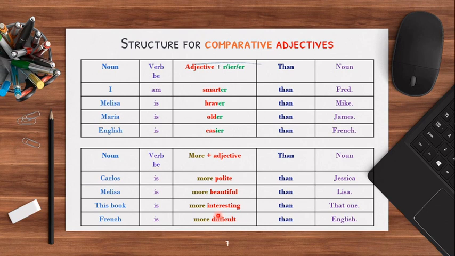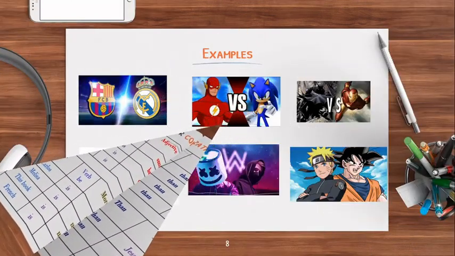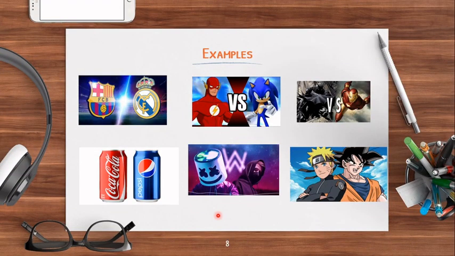Right now it's going to start to rain. I hope it does not show up over there on the screen. So we are going to see some examples. We have Barcelona is better than Real Madrid, or we can say Real Madrid is better than Barcelona. We have Flash and Sonic. Flash is faster than Sonic, or you can say Sonic is faster than Flash.